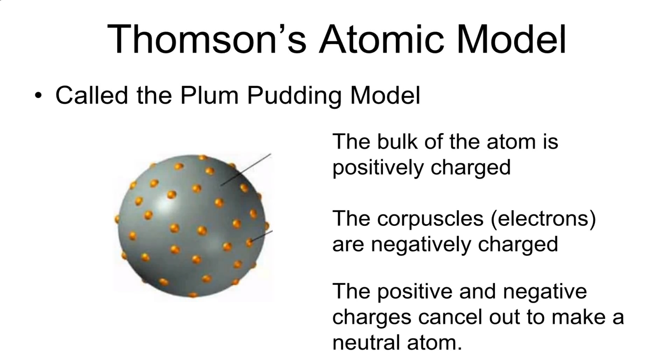When we were last talking about the atomic theory, we said Thomson had come up with the first subatomic particle that was called the electron. And he said the rest of the material of the atom was made of positive, and that the electrons were just kind of throughout the entire positive material.